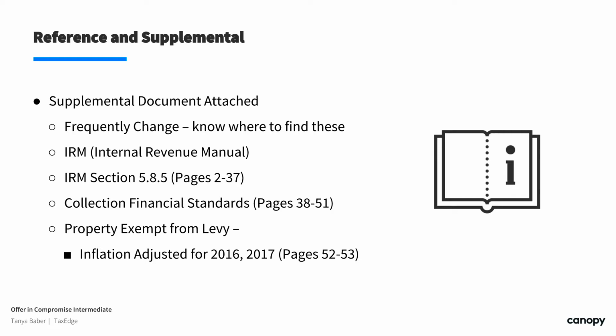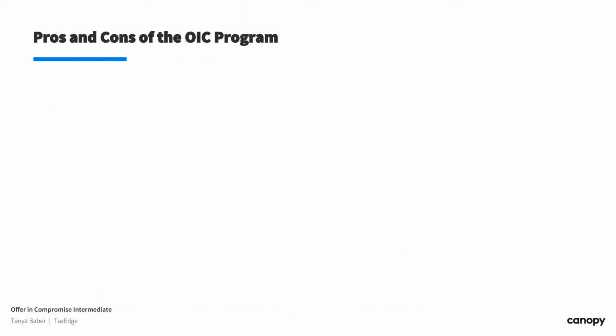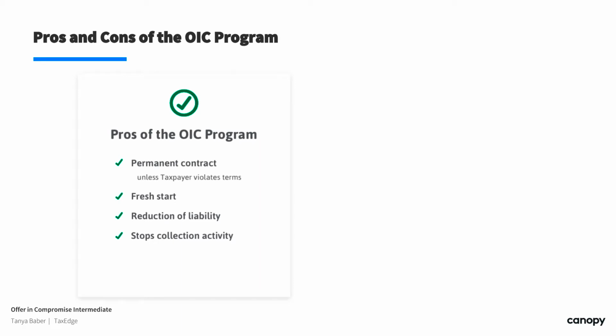So just to touch again real fast on the pros and cons of an offer. It is a permanent contract unless the taxpayer happens to violate the terms of that contract. It provides them a fresh start and reduces the liability overall. It stops collection activity the moment they submit an offer, but we have to consider the cons as well.